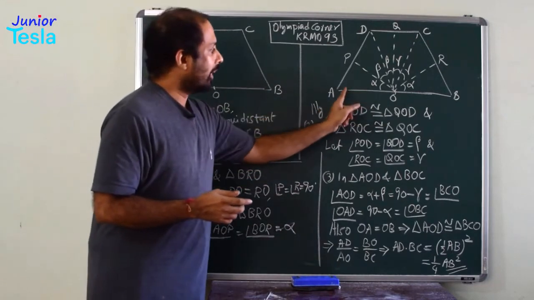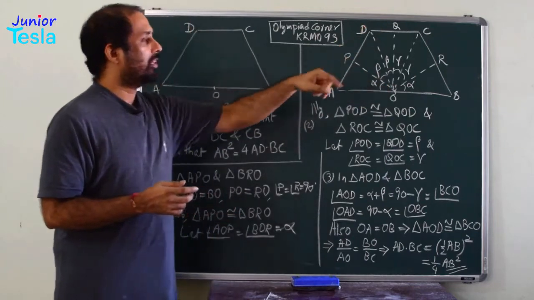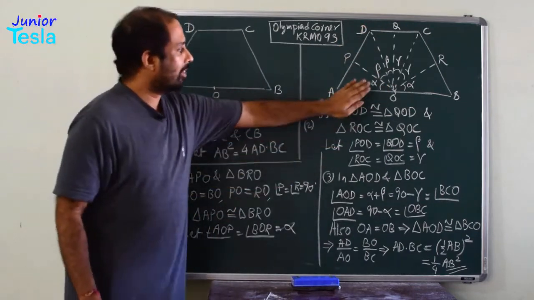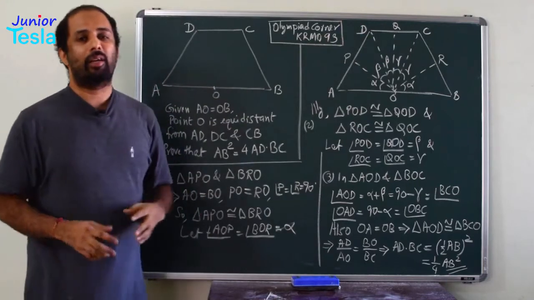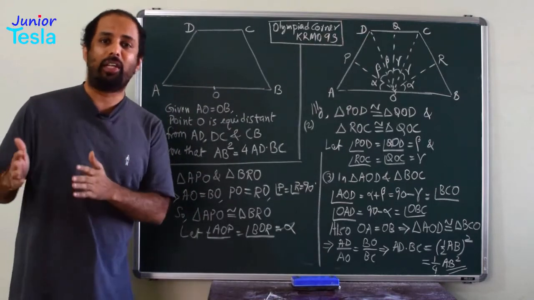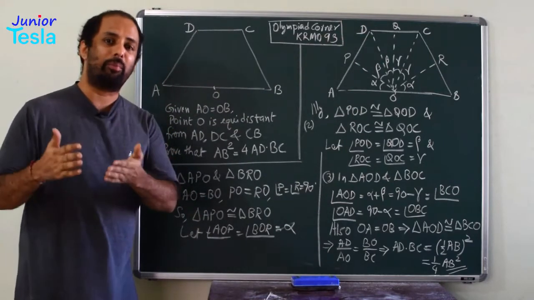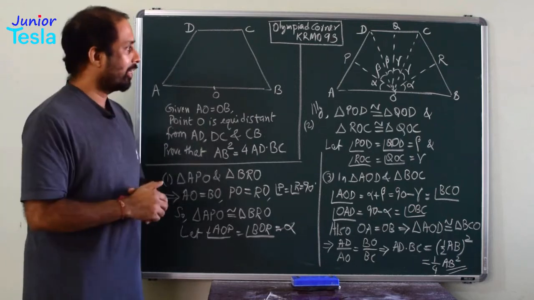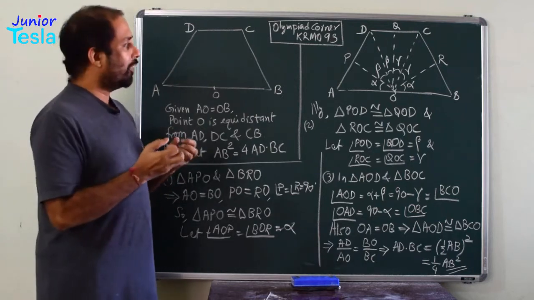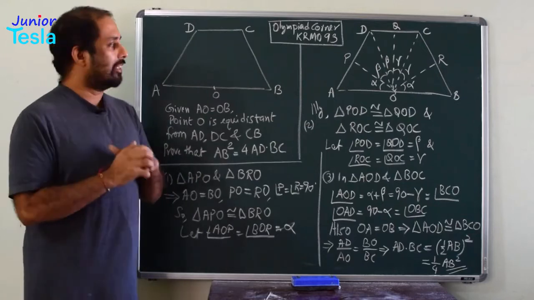So angle AOD and angle OCB, they are equal. Here this is alpha plus beta and that is 90 minus gamma, and alpha plus beta is equal to 90 minus gamma because alpha plus beta plus gamma is equal to 90 degrees. Now let us try to find another set of angles.